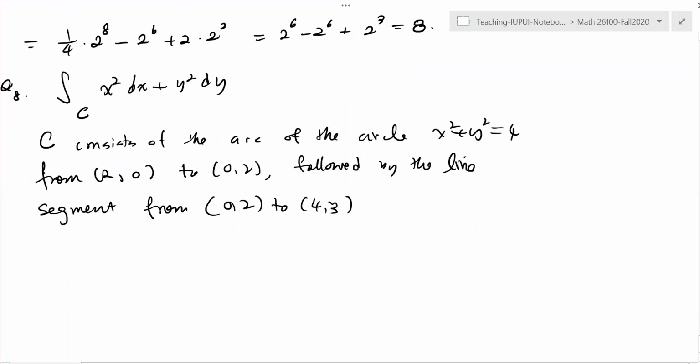So we have to sketch the curve first. This is a curve through (2, 0) and (0, 2). Then from (0, 2) to (4, 3), somewhere here, it goes like that. There are two pieces.